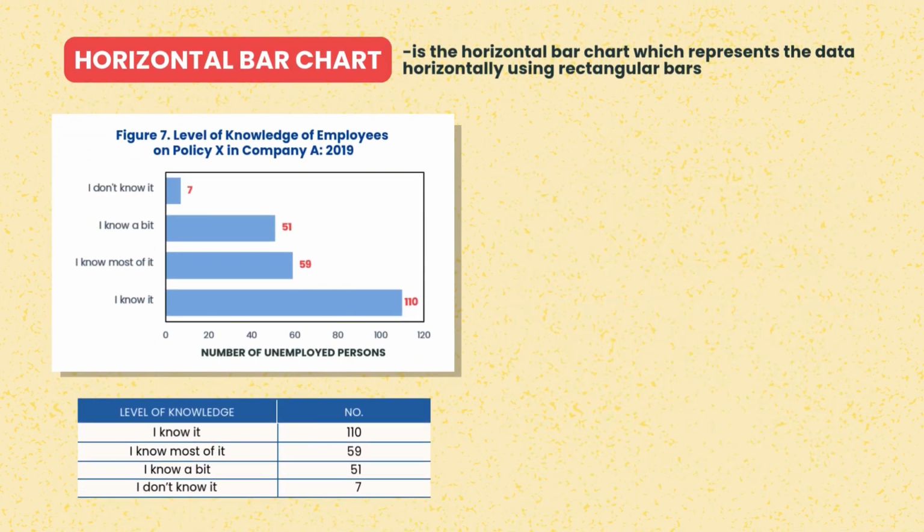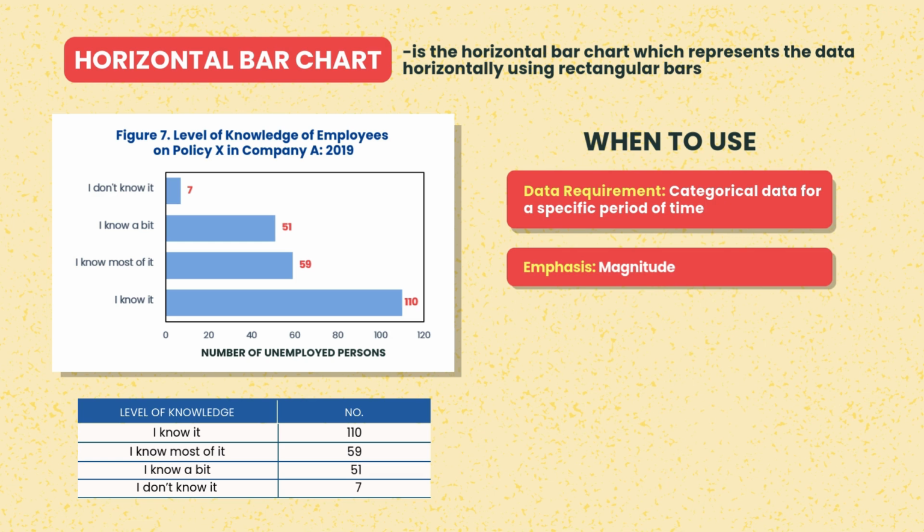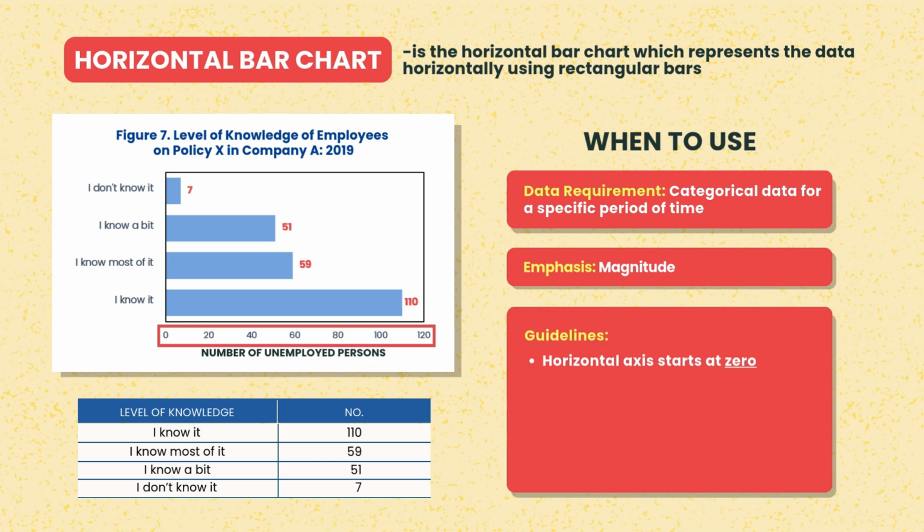Another type of bar chart is the horizontal bar chart, which represents the data horizontally using rectangular bars. It requires the same data as a pie chart, which is categorical data for a specific period of time. But this time, its emphasis is the same as a column chart, which is on magnitude. When constructing this chart, we need to remember to start our horizontal axis at 0.